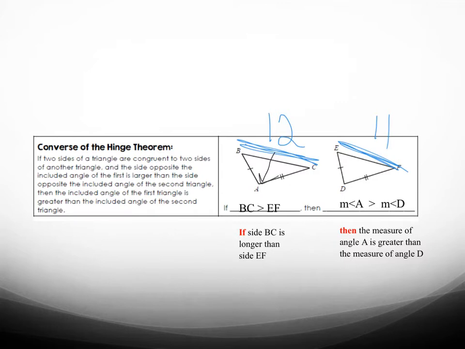So let's go across. Angle A, which is across from 12, is bigger than angle D, which is across from 11. So what we're going to do is fill in numbers and compare the numbers to give us the information that we need.